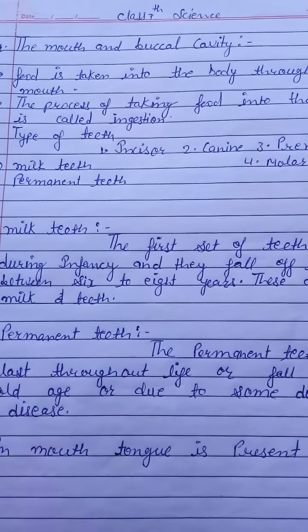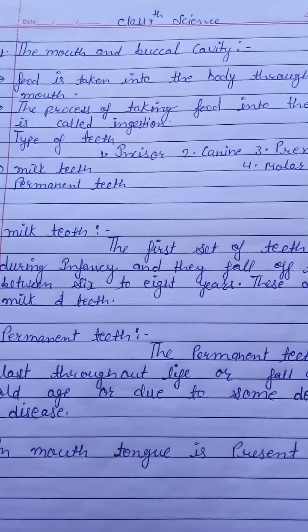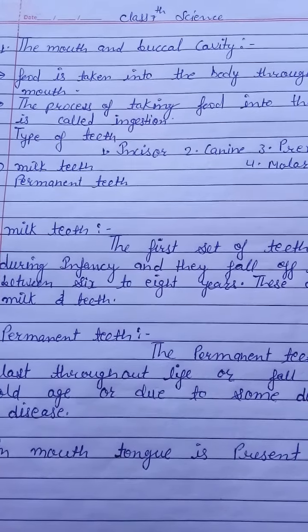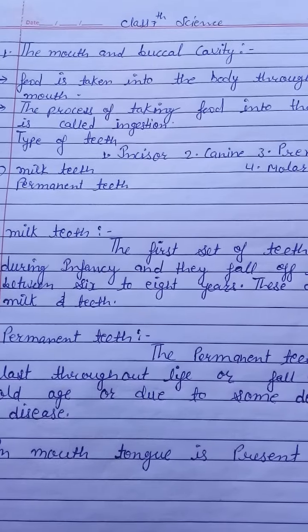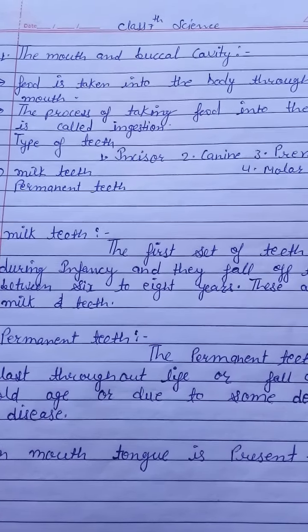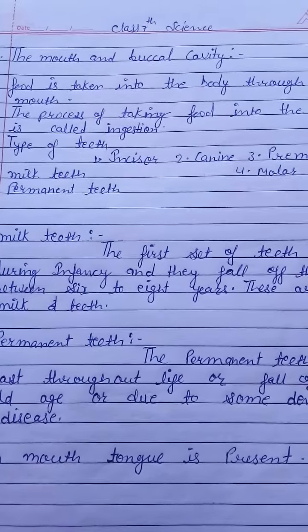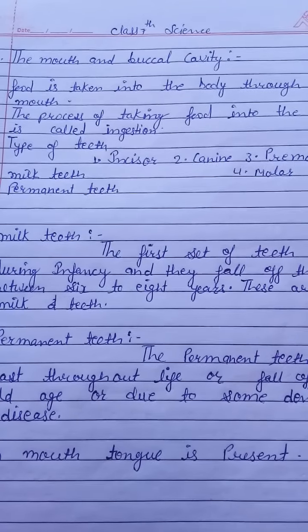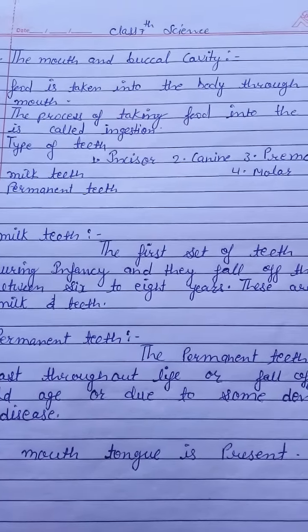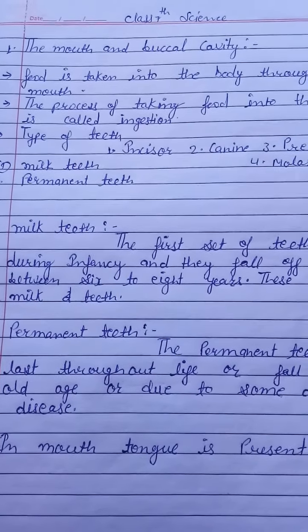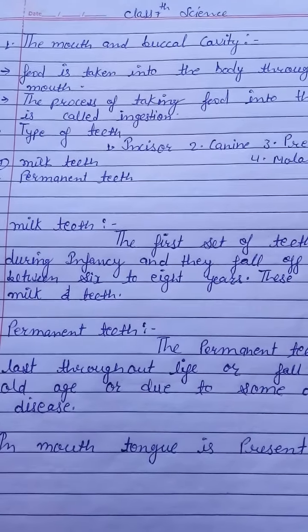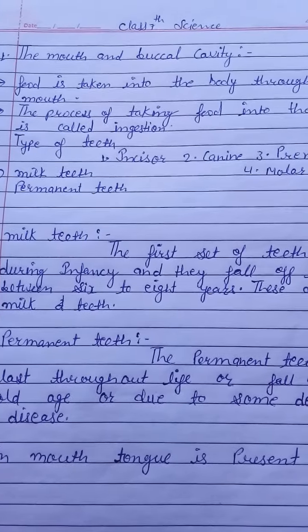In the previous video, we studied nutrition in animals. In humans, we studied the digestive system, the alimentary canal, and its parts like the buccal cavity, stomach, small intestine, large intestine, anus, rectum, esophagus, etc. Here we study each individually. Our first part is the mouth and buccal cavity.